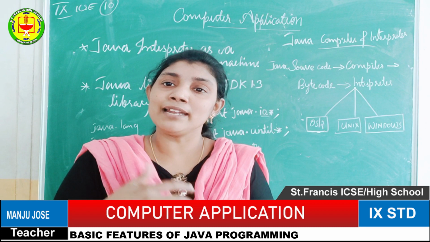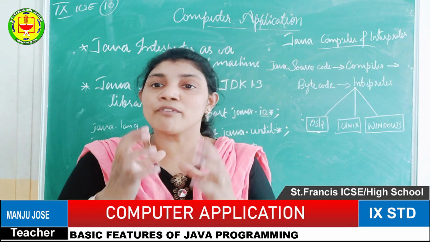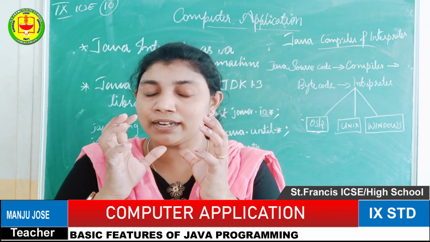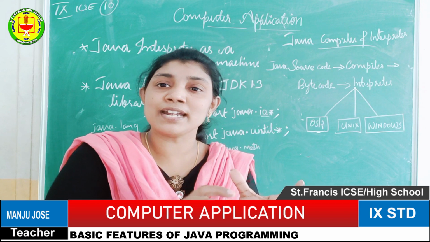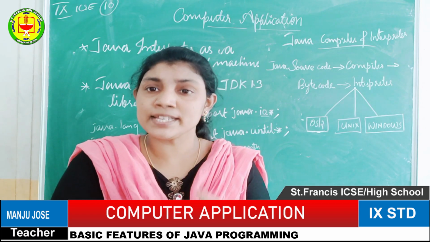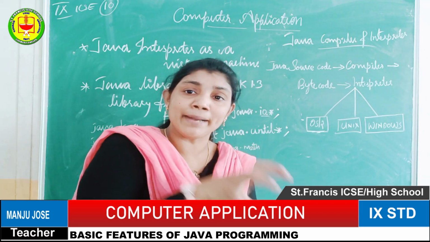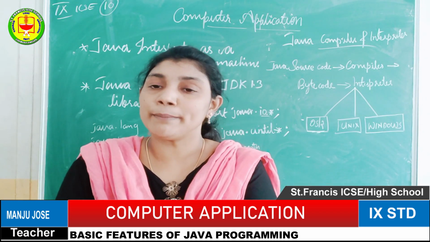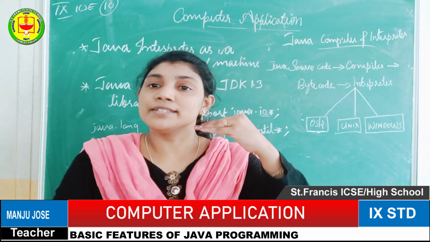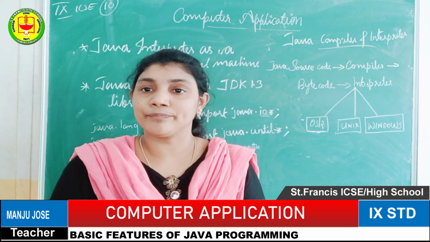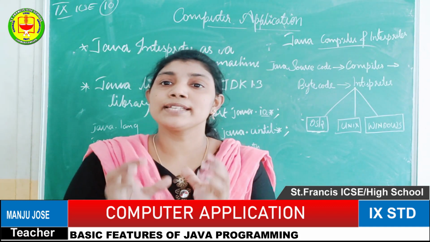So why do we always say Java Virtual Machine? Because of its converting nature. The converting nature means it is converting bytecode to machine language format. Because of this only, we refer to it as the Java virtual interpreter. It is also called the JVM.